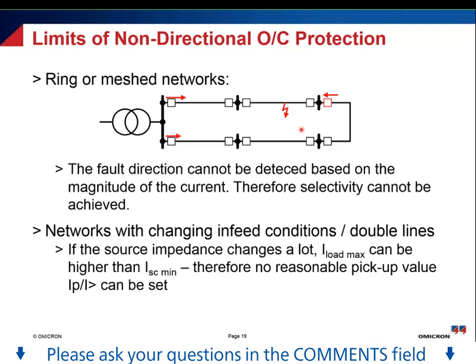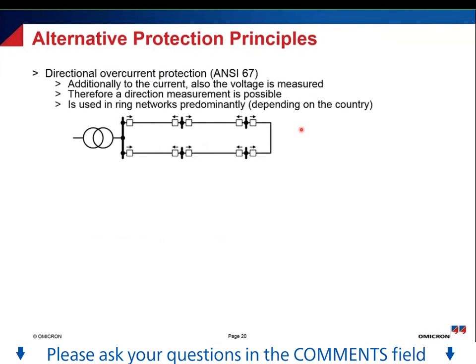So if the highest possible load current is at one point higher than the lowest possible short circuit current, there is no clear value in between where we can distinguish this is a fault and this is not a fault. So basically there is no reasonable pickup value left in this case, and the normal overcurrent protection cannot be used anymore. So how do we cope with this problem?